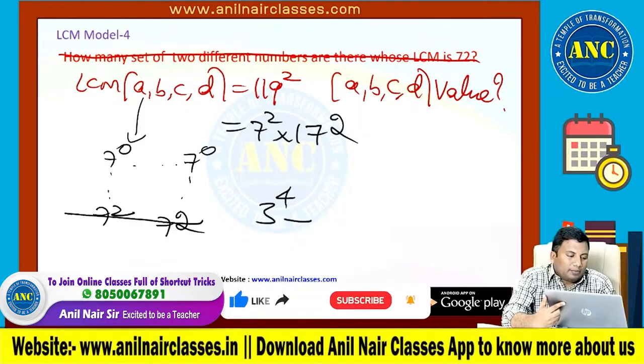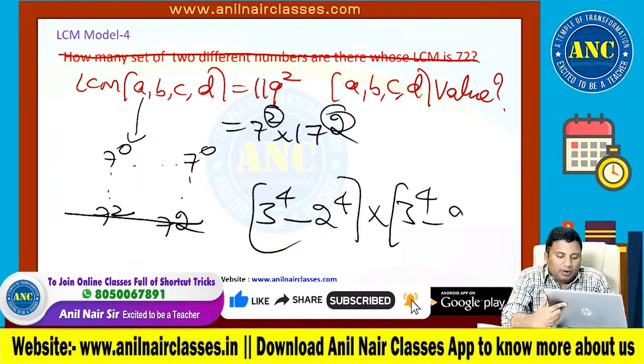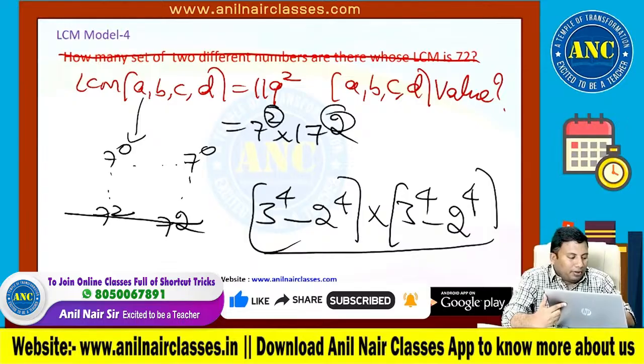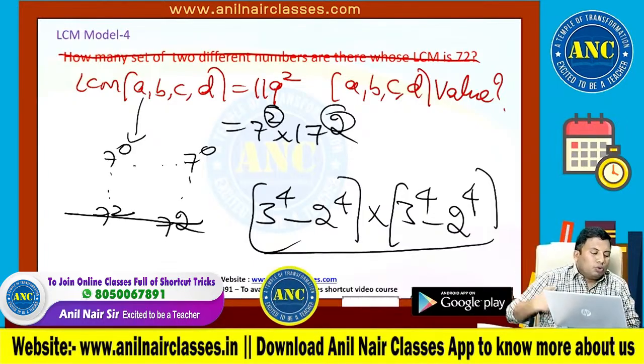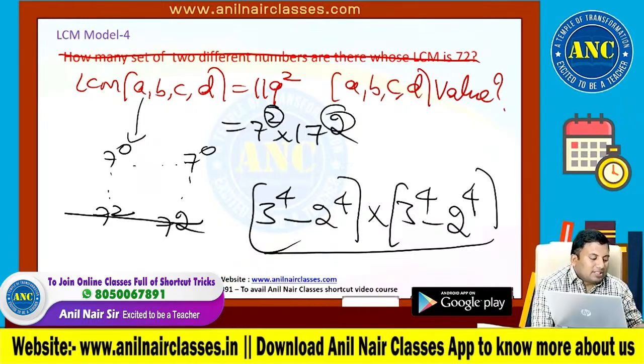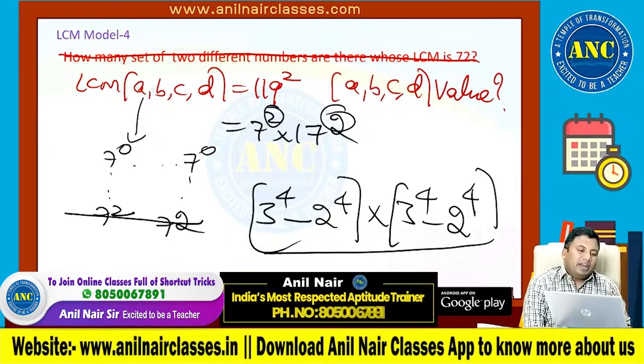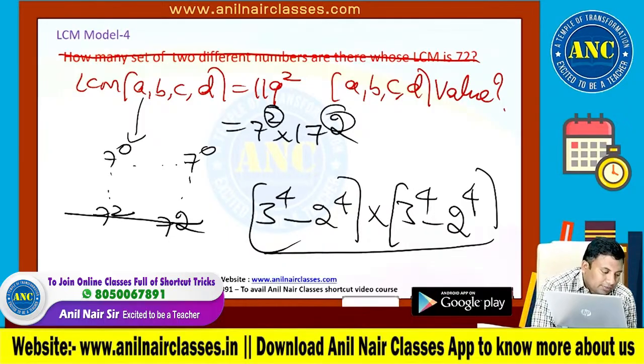Don't take 7 power 2, so 3 power 4 minus 2 power 4, because the powers are same. Same thing I will get. If 2 variables are there, your formula may work. If 3 variables or 4 variables are there, your formula will not work.